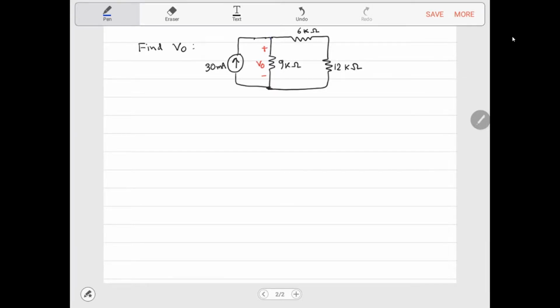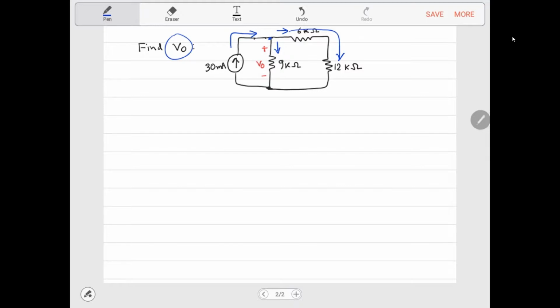So this circuit is given and we are asked to find V0, which is the voltage across the 9 kilo ohm resistor. The first thing we can notice is the current comes from the source to this node and then it splits up. This current is the same across both the resistors, so we know they are in series.